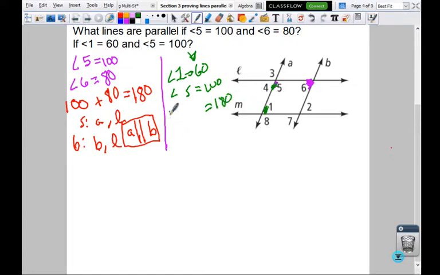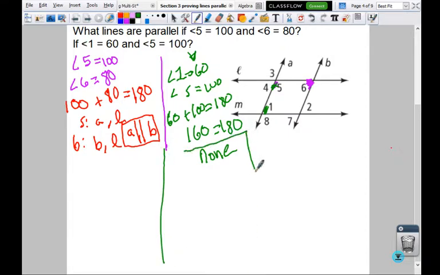So angle 1 is 60 plus angle 5 is 100. Does 60 plus 100 equal 180? No. 160 does not equal 180. Because my same side interior angles don't add up to 180, I don't have parallel lines. Or I don't know if I have parallel lines. I don't have enough information, so I can't say lines are parallel. I'm just going to say none. There are no parallel lines that I know of. There might be some in there somewhere, but I don't have enough information yet.